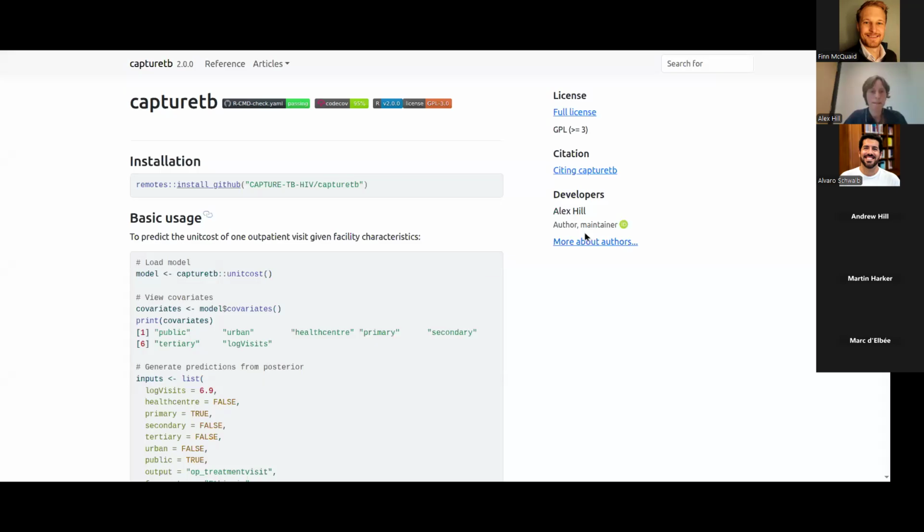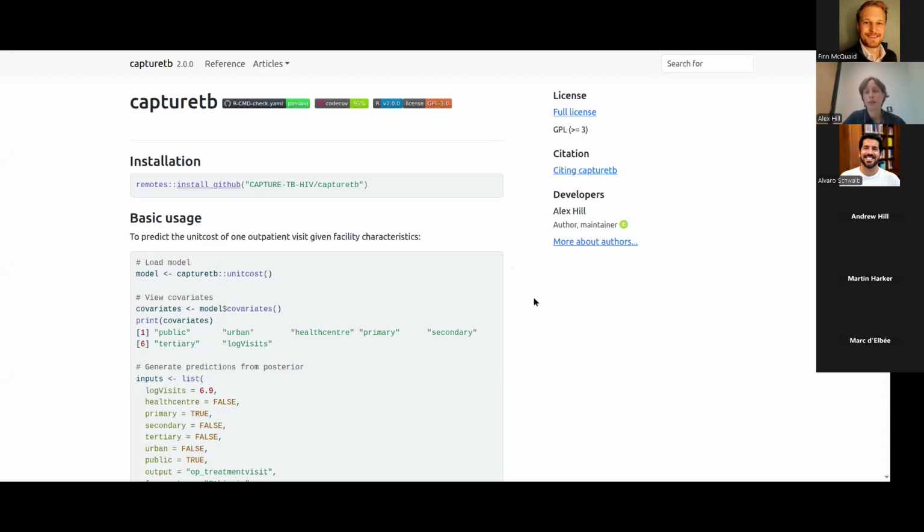Let's see if I can share my... Let me just open it up and see if I can share my tab instead, so I can show you the R package and the... Okay, can you guys see that? Yep, that's coming through. Okay, great.